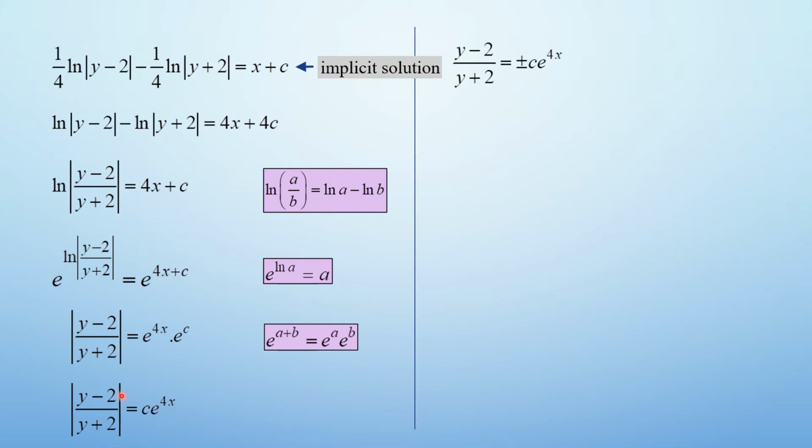We want to eliminate this absolute symbol. We know by definition of absolute value, y minus 2 over y plus 2 is the same as plus or minus ce to the power of 4x. So by doing so, we have already eliminated the symbol of the absolute value. But plus or minus c means that c is multiplied by plus 1 or c is multiplied by negative 1. Whether it is multiplied by plus 1 or negative 1, it will still be a constant c. So let us rewrite this whole thing as a new c. So y minus 2 over y plus 2 is equal to ce to the power of 4x.